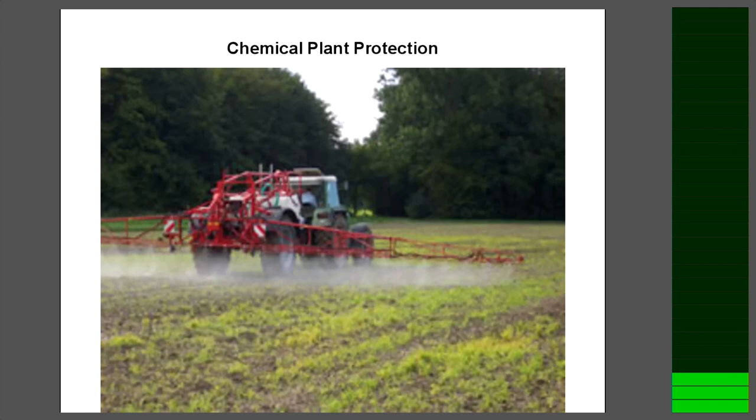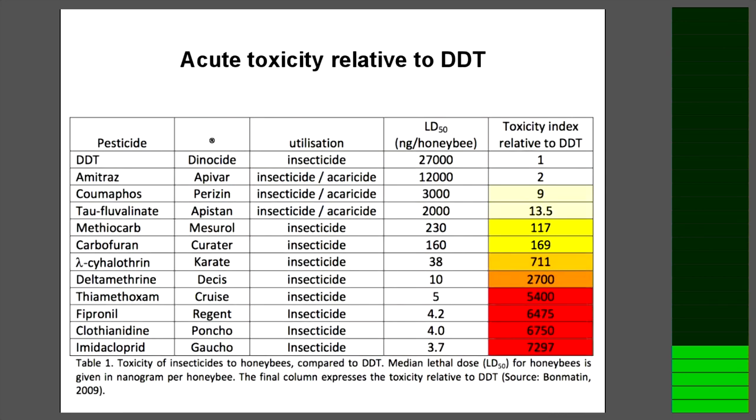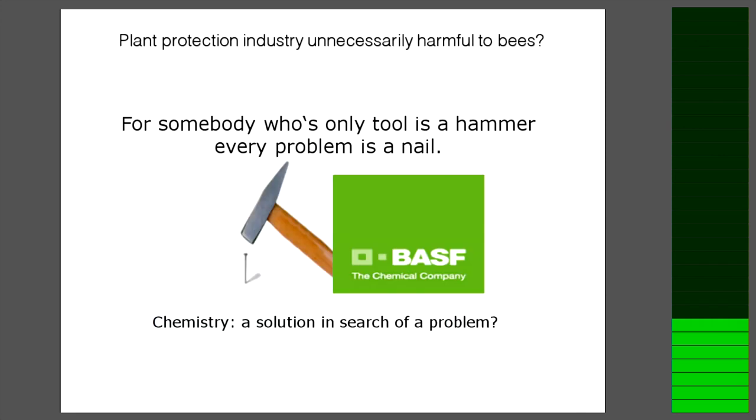What I want to talk about is that currently we're doing chemical plant protection. This is pretty much the dominant system. As a beekeeper, I'm not very happy about that because there's quite a bit of collateral damage, not just the typo in the slide. One of the reasons is the pesticides used have been getting more and more toxic. The current generation is about 7,000 times more toxic to bees than DDT.